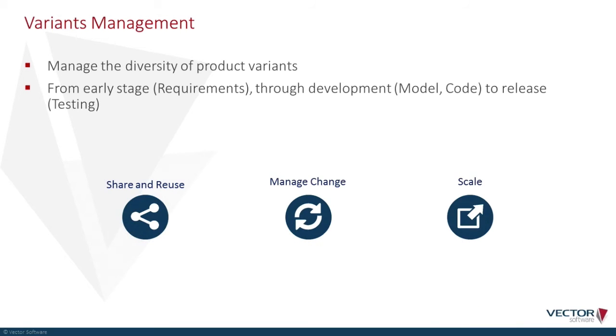And I want to go back to the slide that Reg put up regarding the key pieces of variance management, so we can begin to talk about how to address those challenges. And there's really these three principles here to make your product line testing efficient and effective, and that's share and reuse, managing change, and scalability.